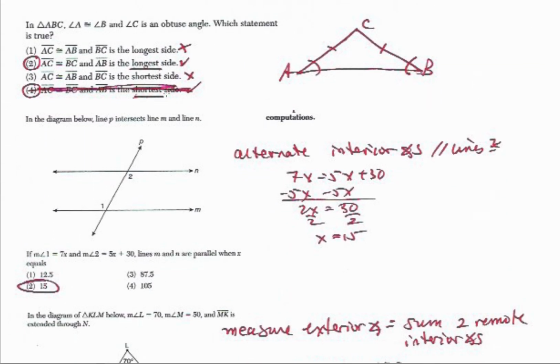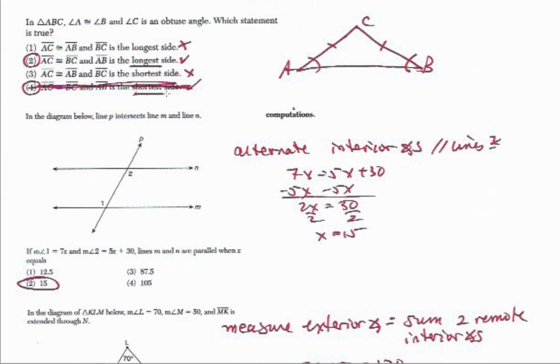All right, next up, triangle ABC, angle C is obtuse. Which statement is true? Since C is obtuse, it has to be the longest side in the triangle. It's greater than 90, and there's only 180 degrees left to go. So the longest side will be directly across from C. It will be AB.